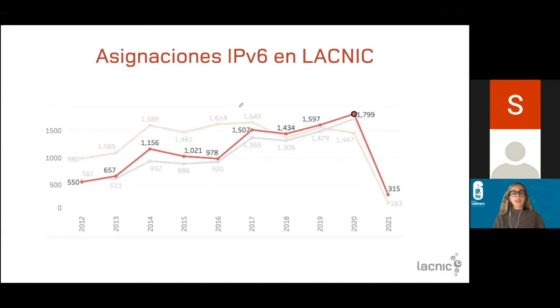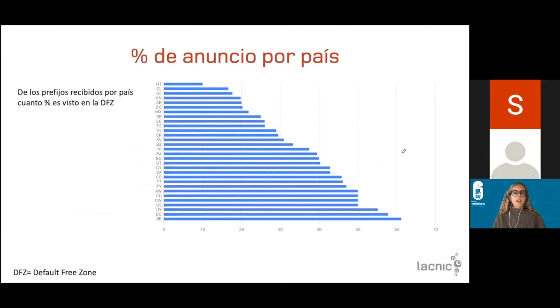What the evolution of the IPv6 assignments has been at LACNIC in previous years. You see that there's an increase, there's a growth of the assignments. Last year, that's the last year that we have full, almost 1,800 IPv6 assignments. Here you see that we've grown steadily.